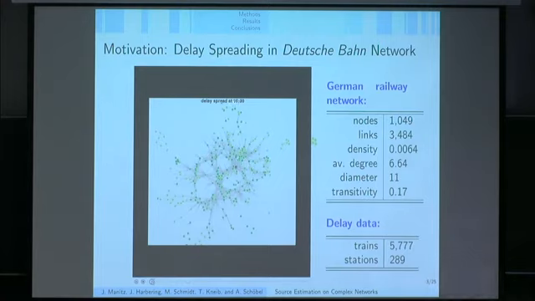So the delay data, we have about 6,000 individual trains where we observed whether they are delayed or not and how much they are delayed. But these observations are only from about 300 stations. So with that, we actually have like a sub-network only having the high-speed, long-distance trains in here.